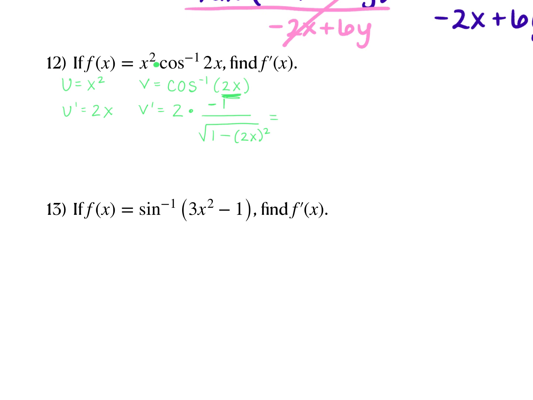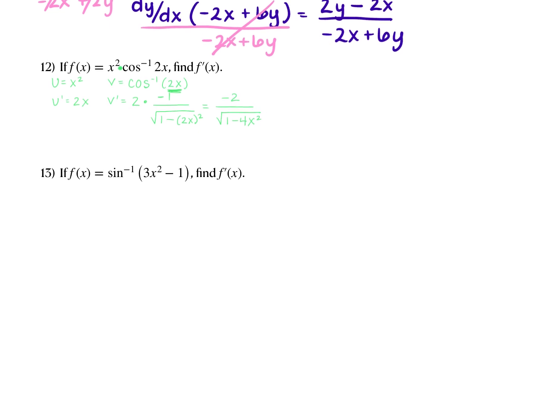I'm going to put the 2 up top. So I'm going to make this a negative 2 over a square root of 1 minus, and I'm just going to call this 4x squared. Save myself the parentheses. So in order to find v prime, I had to use chain rule. Sometimes that happens. And sometimes inside chain rule, you have to do product or quotient rule. So these rules do kind of intertwine.